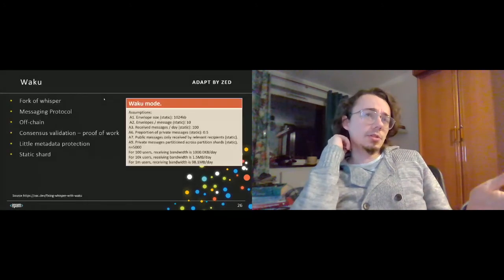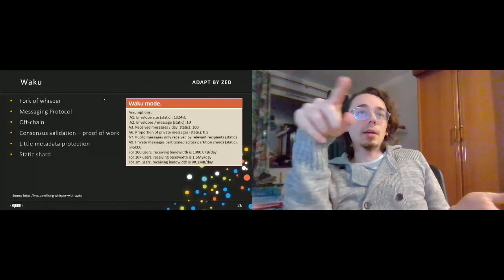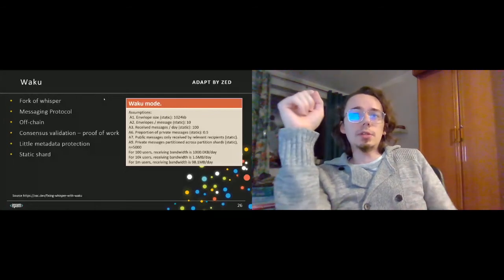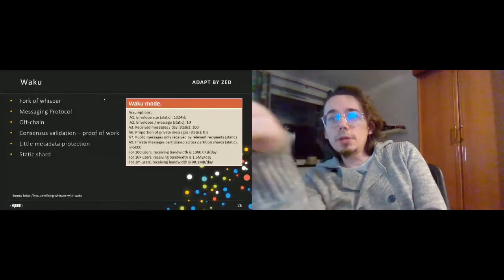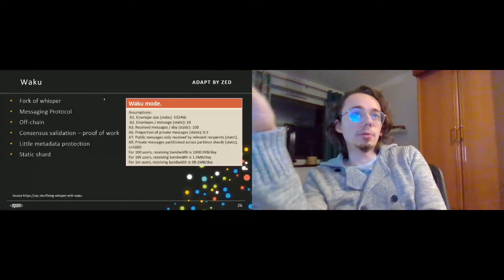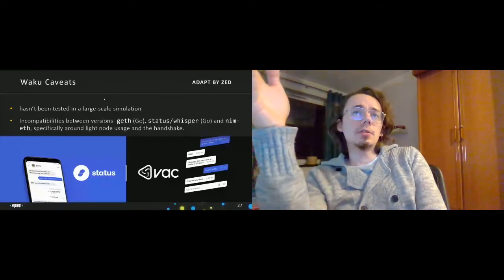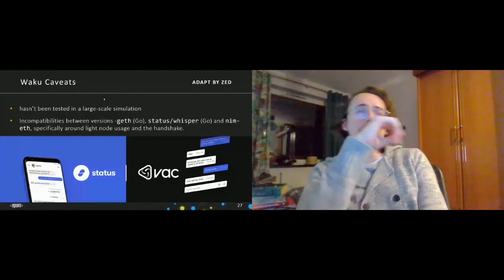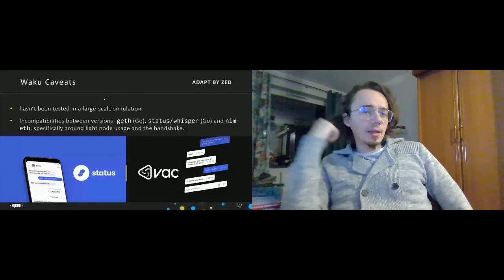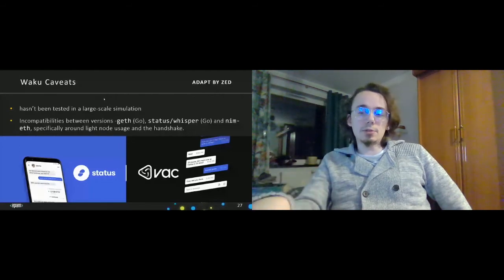It's also a messaging protocol, it's also off-chain. It uses consensus validation as a proof of work. It has little metadata protection and it uses static sharding. And as you can see, for 1 million users, it already reduced quite nicely the amount of bandwidth. But its caveats are, it hasn't been tested in large scale simulation, and there are some incompatibilities between the versions of Go Ethereum (Geth) and Status Whisper.